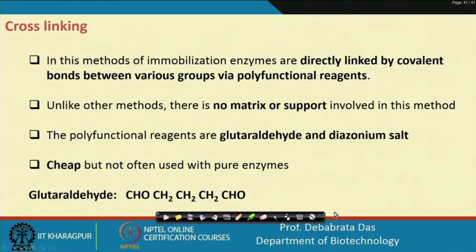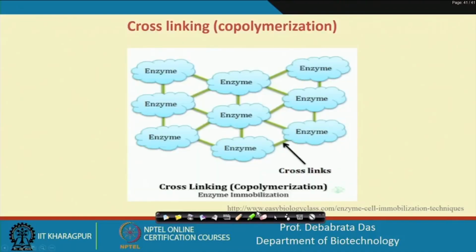Now cross-linking, I was talking about that. Cross-linking is like this. Suppose this is the cross-linking. I can show you. This is the enzyme, and this enzyme is bound with another enzyme. This enzyme is bound with another, and this one. This is the kind of cross.